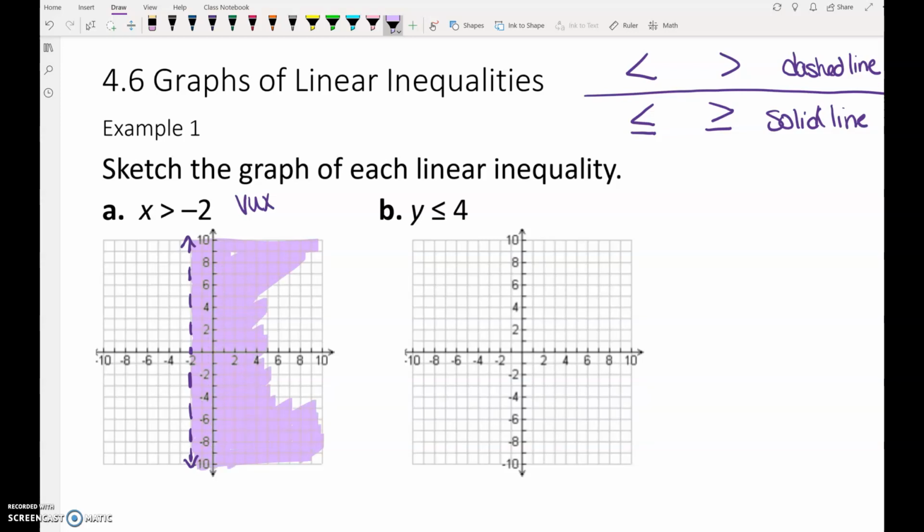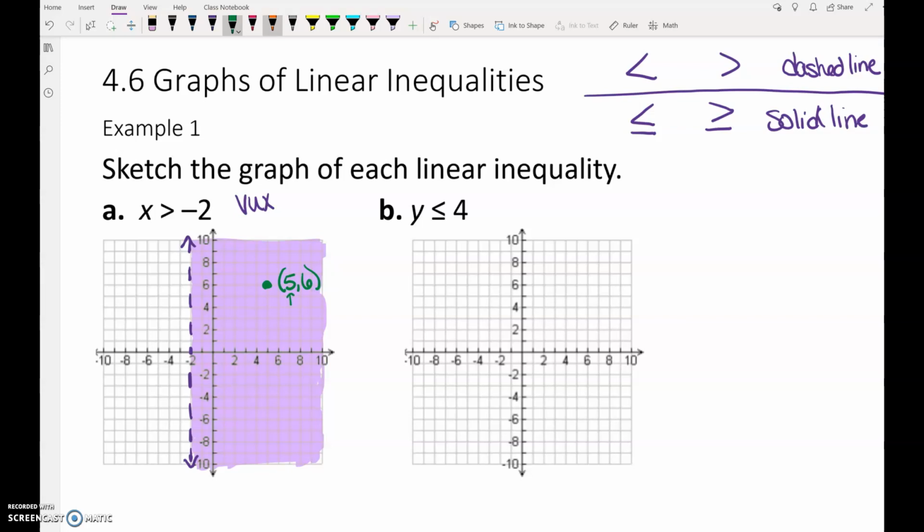Once we have the solution area shaded, I want you to remember what this means. This is a visual representation of all of the possible solutions to this inequality. So I could pick out this point. This point is 5, 6. The point 5, 6 is a solution to this inequality because its x value is larger than -2.